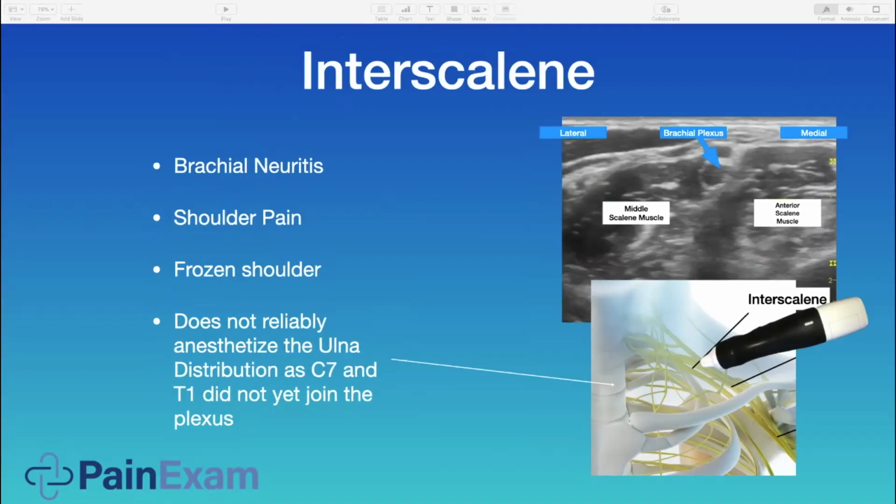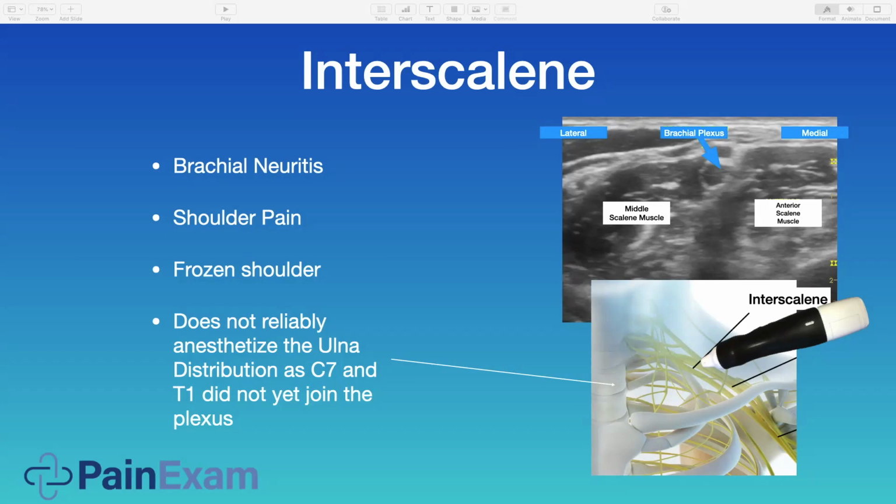It can be used for shoulder pain, whether pre, peri, or postoperative. It can be used in the pain office for brachial neuritis, which we'll get into soon. It can be used for frozen shoulder or manipulation of that shoulder to reduce adhesions or just the pain of it.